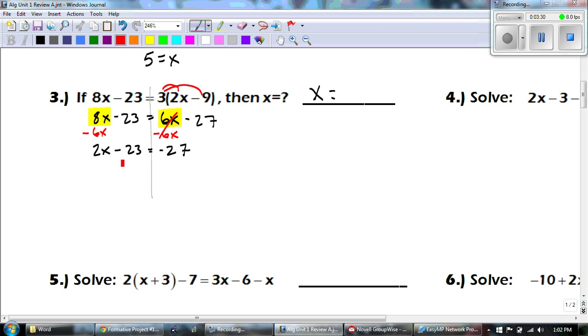And now the x is by itself, so I'm just going to use inverse operations. So add the 23 to the other side. I get 2x equals negative 27 plus 23 is a negative 4. And then divide both sides by 2. We get x equals negative 2.